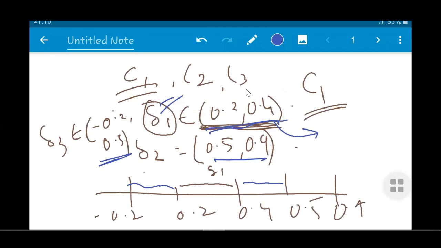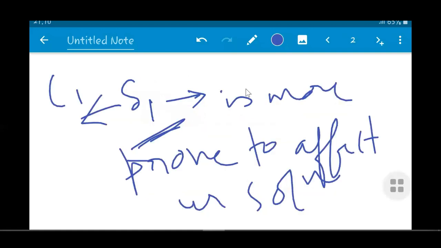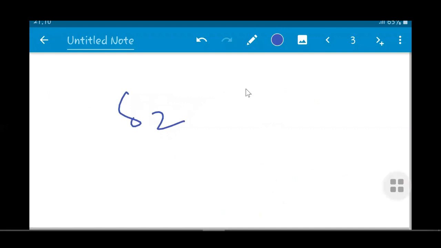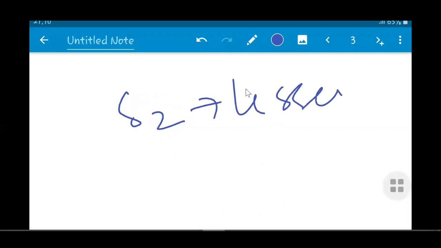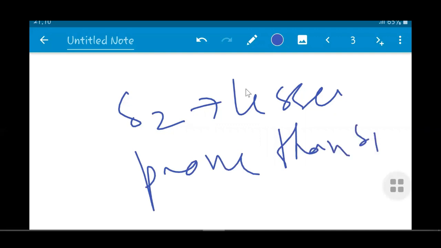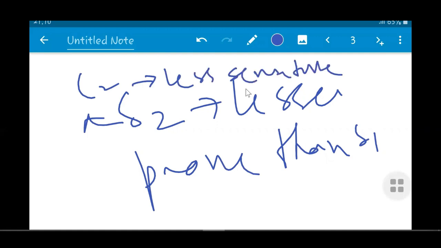But here del 2 is varying over a large range, 0.5 to 0.9. So this del 2 is lesser prone than del 1, with respect to your solutions. Del 2 means C2 is less sensitive. In that case, C2 is less sensitive than C1.